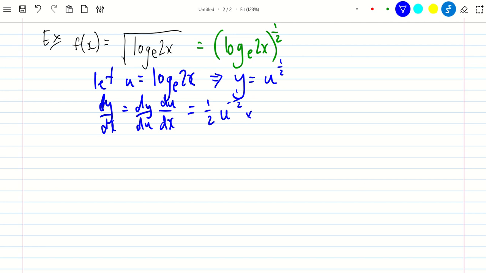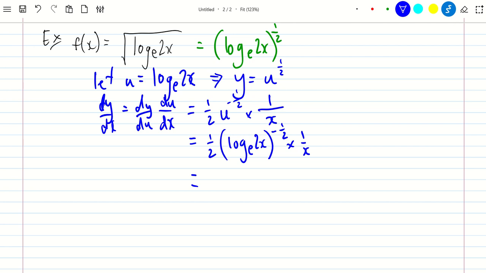And then we need to multiply that by du/dx. What's the derivative of log e 2x? That'll be 1 over x, if you remember. You might be saying, well, isn't it 1 over 2x times by 2? Yes, it is, but that simplifies to just 1 over x. So that's all we have there. And I'm just going to put the u back in. So it's half, and u was log e to the 2x, to the power negative half, times 1 over x.